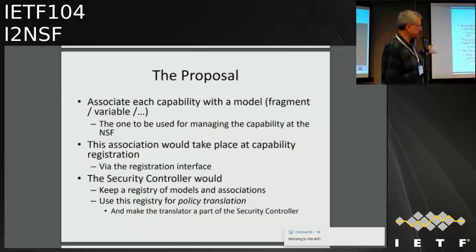And that implies that the security controller would have to keep a registry of models and associations. It is a database. Anyway, it would have to keep a database of the capabilities, so it's extending the capability database, and rely on this registry for policy translations. This matches a recent proposal that Paul made about the policy translator, which will be part of the security controller. And probably in the draft about the policy translator, there should be a reference to the capability registry.